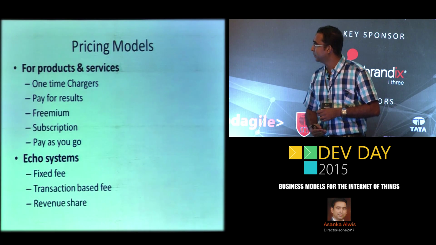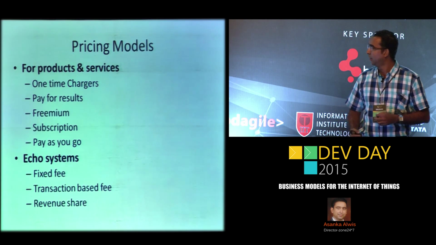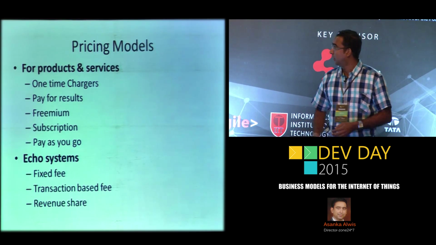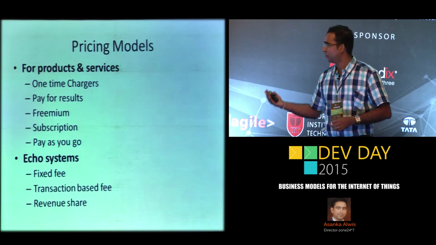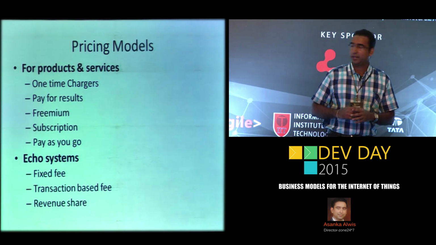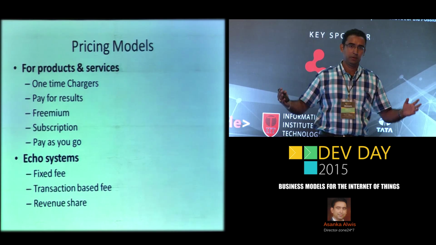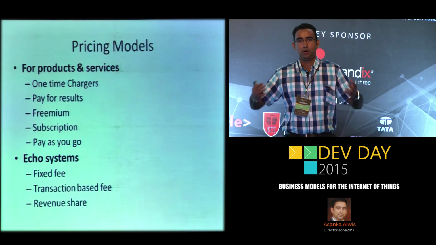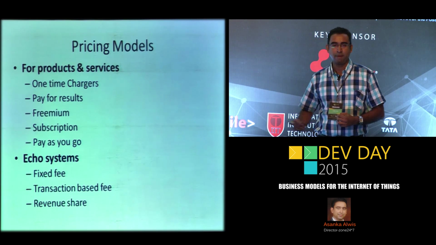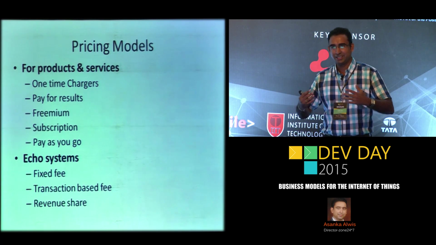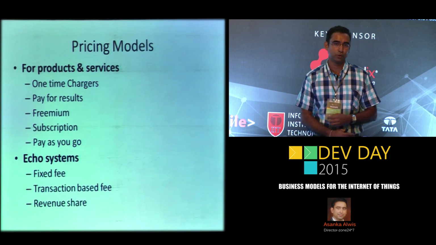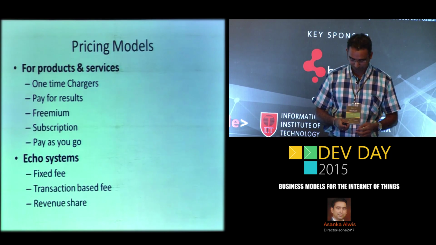And there could be subscription models, pay-as-you-go models, and even for the ecosystems, you can go with a fixed fee, transaction-based, or revenue sharing, because if you are dealing with a huge customer who likes to completely rebrand or reposition themselves using IoT, and you have a clear vision that this much revenue can be generated, then you can even go for a revenue sharing model as well.